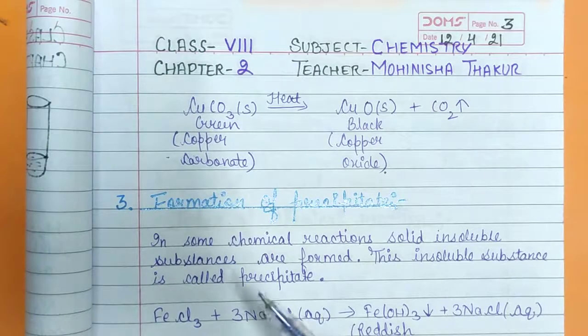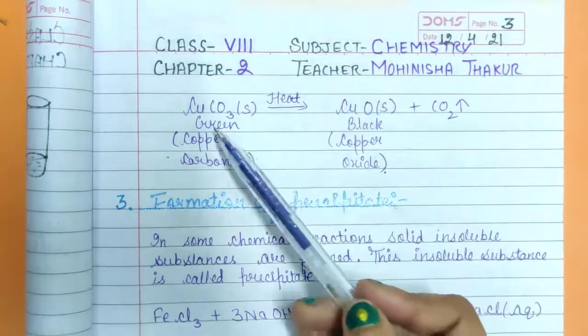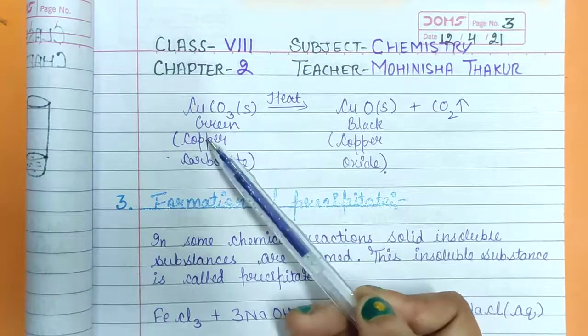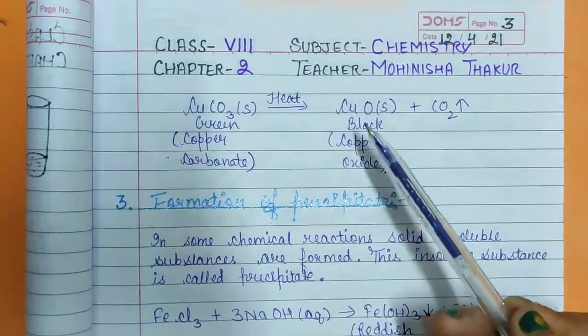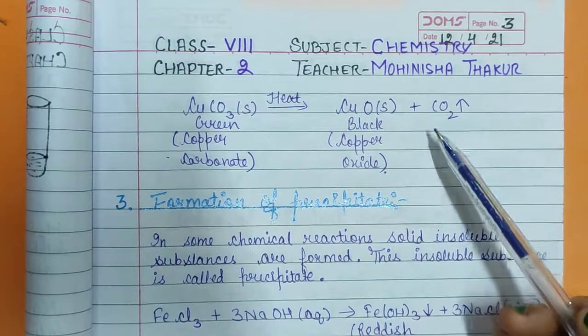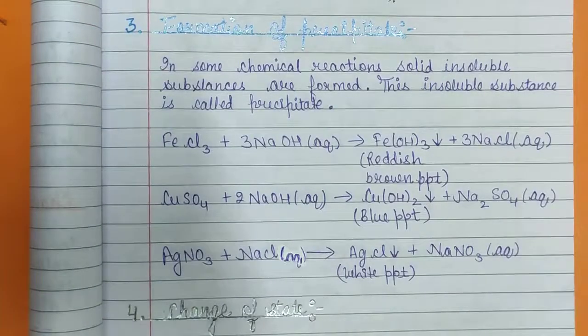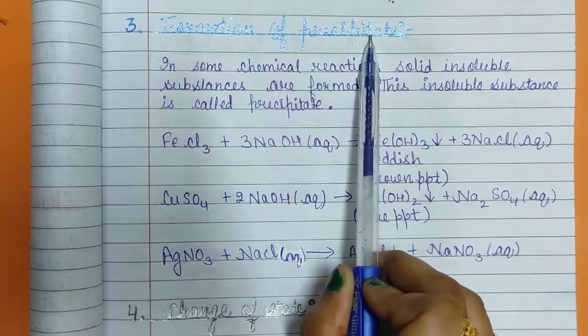Similarly, another example of change of color is given on page number 3. Here, when green color copper carbonate decomposes on heating, it will give black color copper oxide with liberation of carbon dioxide gas. Now, we will discuss the third characteristic, which is formation of precipitate.